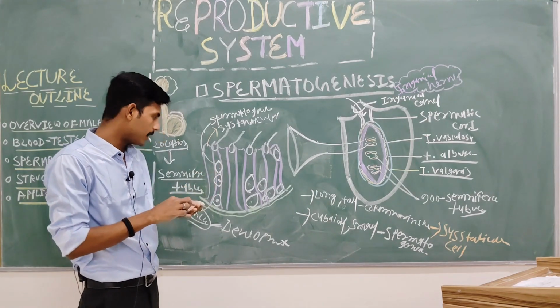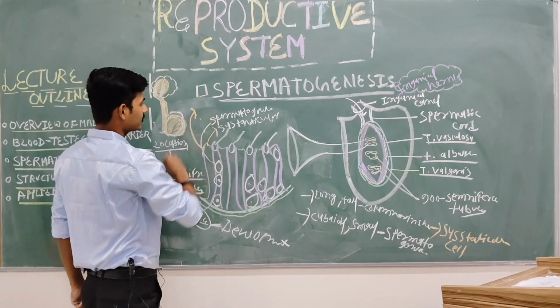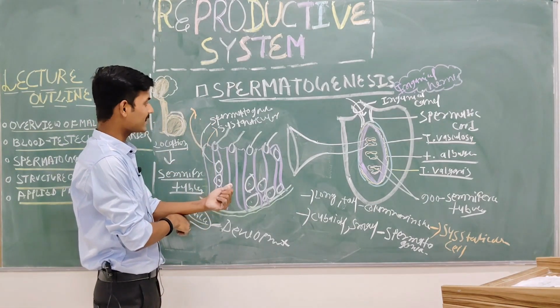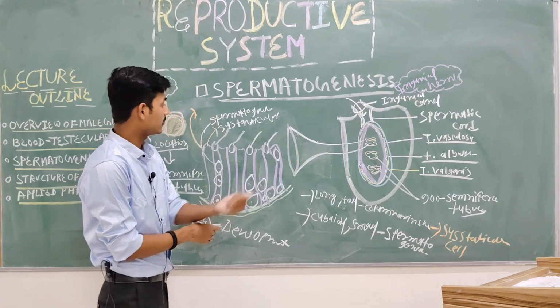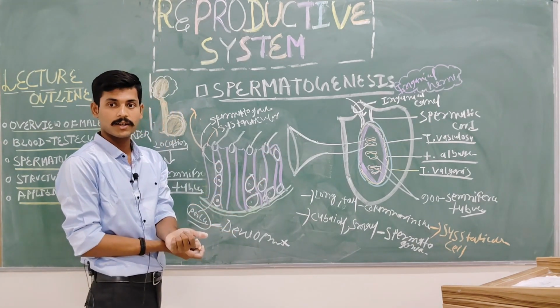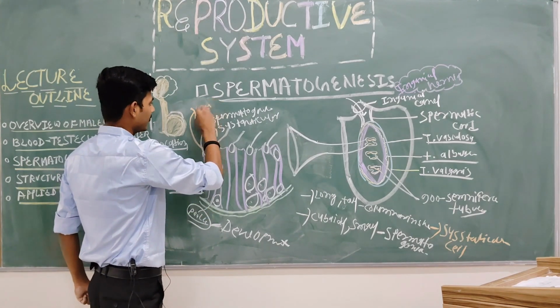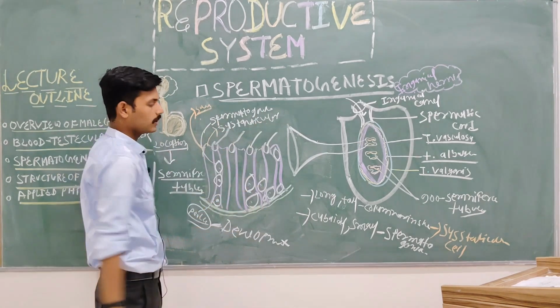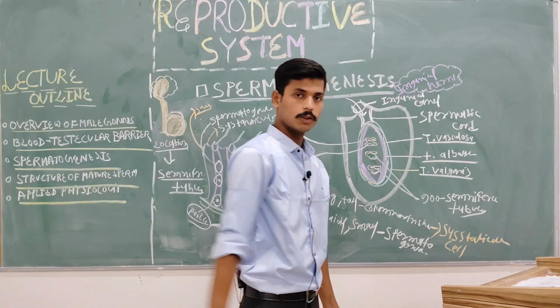Sometimes there are cancers arising in these sustentacular cells, and they disrupt the function of the sustentacular cells, and thereby the spermatogonia are also not developed properly. Understood? No problem.